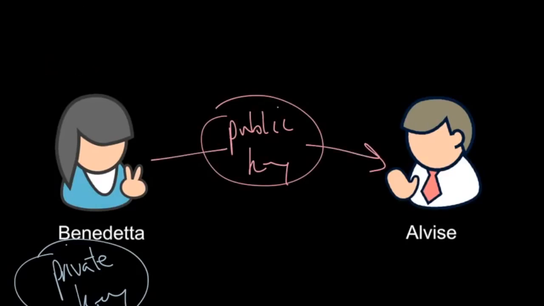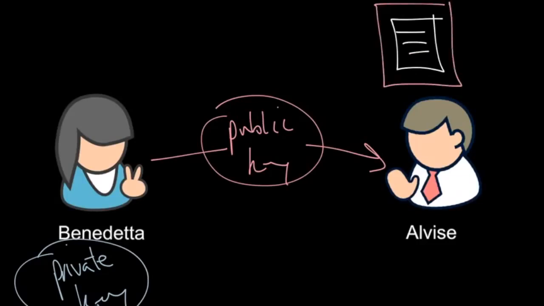Benedetta has already sent a message, and Alvise wants to send a response. So here's his response, just in plain text. He can use Benedetta's public key to encrypt his own message and then send it across to Benedetta. Benedetta can then decrypt that message using her private key.